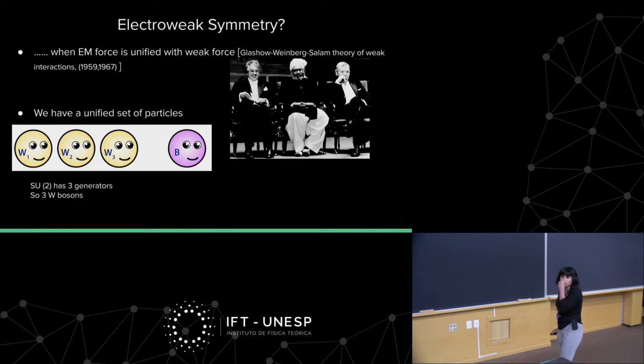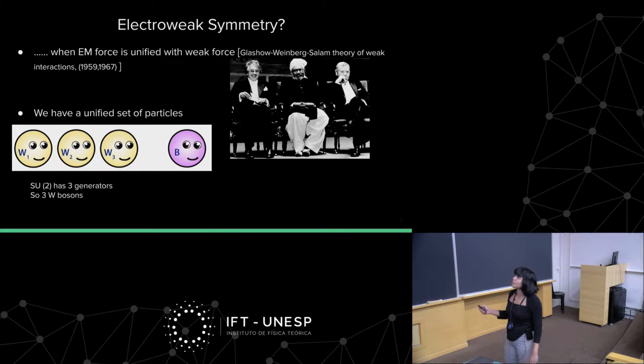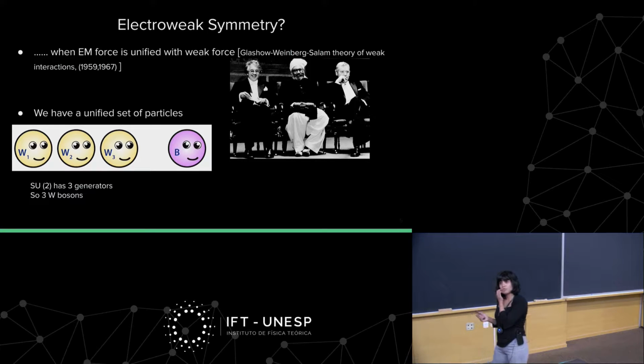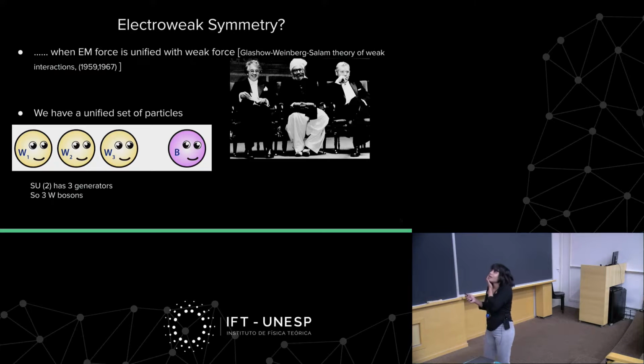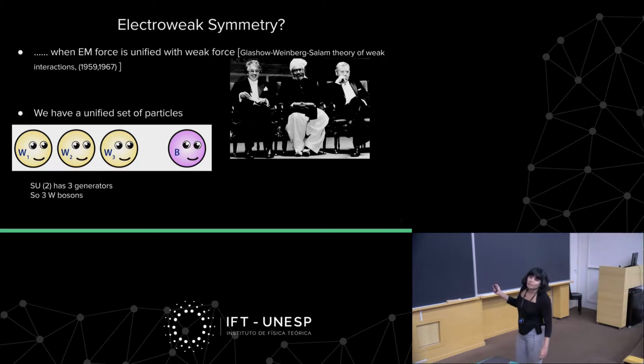So what do we mean by electroweak symmetry? This is when the electromagnetic force gets unified with the weak force. This is what is known as the Glashow-Weinberg-Salam model, the theory of weak interactions, which was proposed in the early 60s. After that, the Higgs mechanism was proposed, and these are the three main physicists for it.